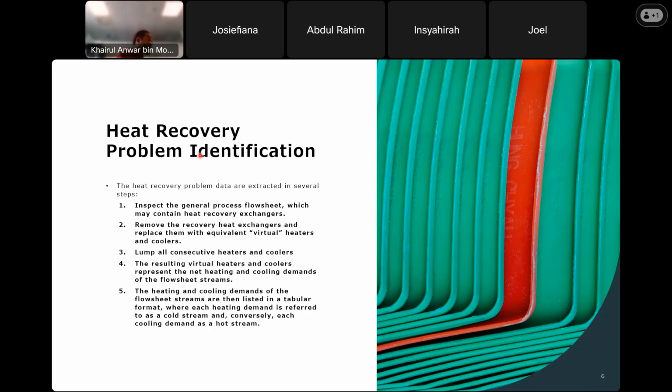So heat recovery problem identification. The heat recovery problem data are extracted in several steps. Inspect the general process flow sheet, which may include recovery exchangers. So when it's talking about heat recovery, there must be some method to recover the heat. So normally it's through a heat exchanger.